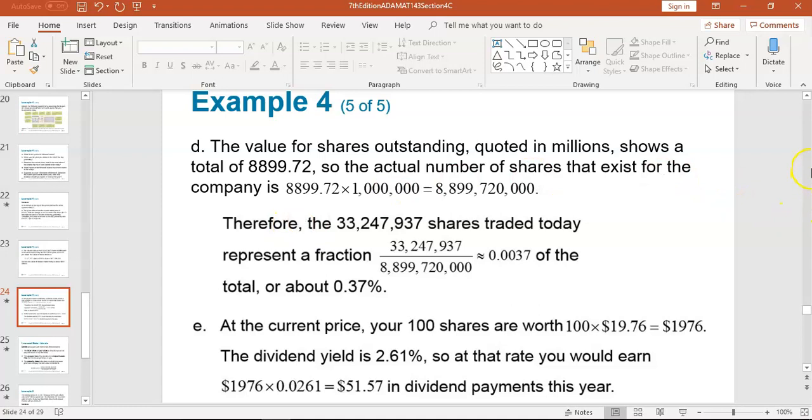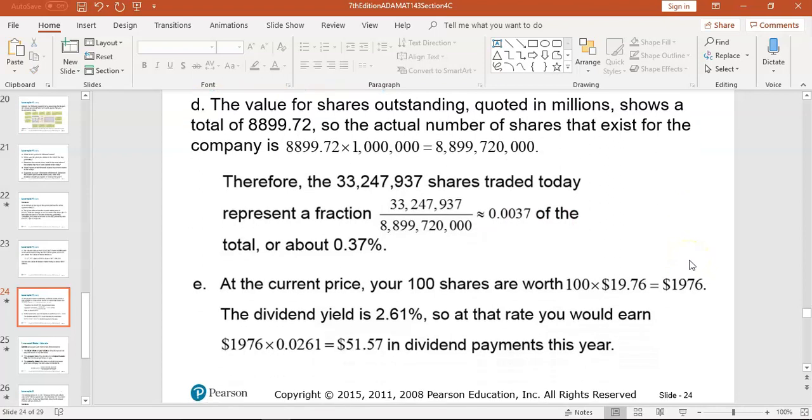The value for the outstanding shares shows that there's a total of almost 9,000 shares. That's in millions. I missed that on the first slide. So you have a little over 1,000 million, a billion. So your shares divided by how many quoted shares. Only a very small percent of the shares that are outstanding were traded today. So this is how many shares there are. This is how many got traded.